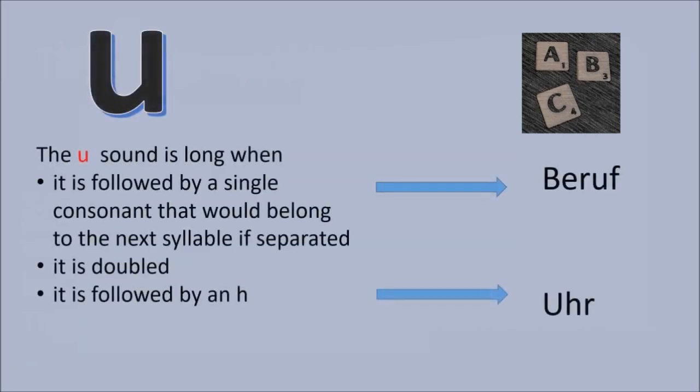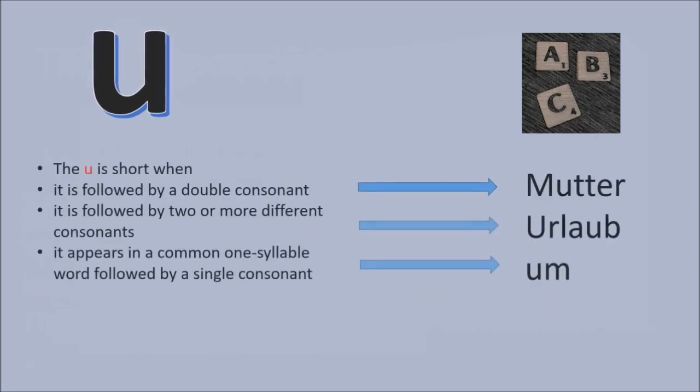We've seen this before, haven't we? The U sound is long when it's followed by a single consonant that would belong to the next syllable if separated. Beruf. It's doubled? Nope. And if it is followed by an H, as in Uhr. And we now know when it's short, a double consonant followed is Mutter. It's followed by two or more different ones, Urlaub. And it appears in a common one-syllable word, followed by a single consonant.